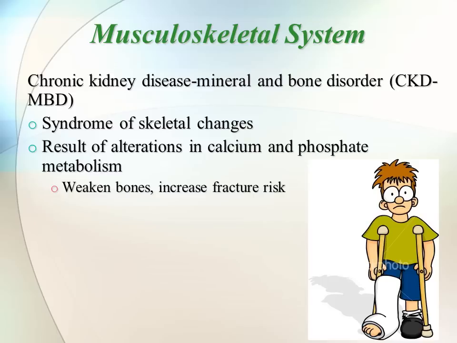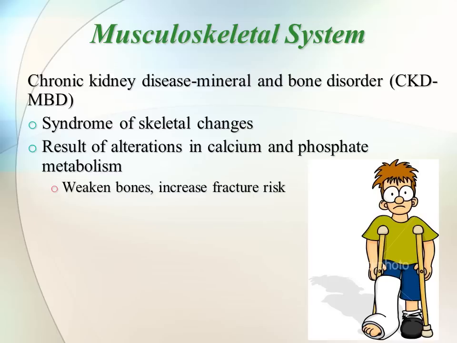And because of that, we have chronic kidney disease, mineral and bone disorder, CKD-MBD. It's a syndrome of skeletal changes. It's because there are alterations in calcium and phosphorus. It makes the bones weak and makes the person at risk for fracture.